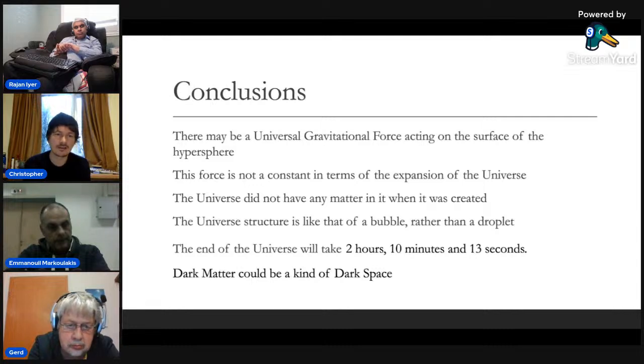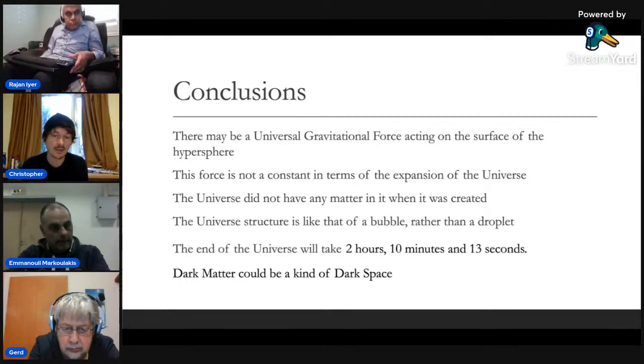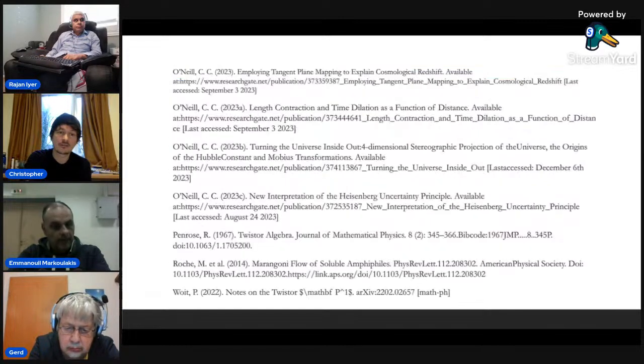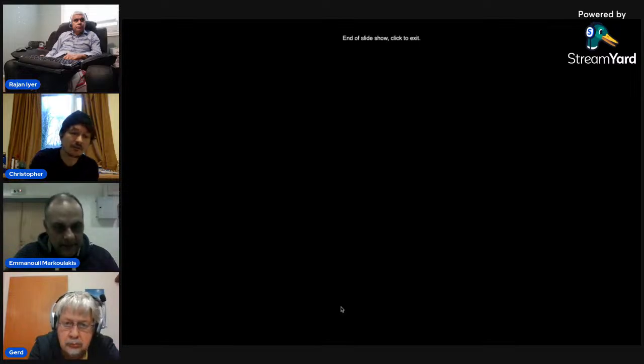So just quickly, the conclusions are: there may be a universal gravitational force acting on the surface of the hypersphere. The force is not a constant in terms of the expansion of the universe. The universe did not have any matter in it when it was created; it was added in later. The universe structure is like that of a bubble rather than a droplet. The end of the universe will take 2 hours, 10 minutes, and 13 seconds at the least. And finally, dark matter could be a kind of dark space. And those are the references. And that's the end of the presentation.